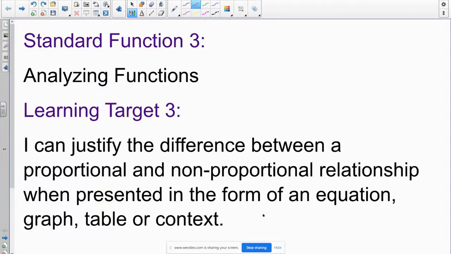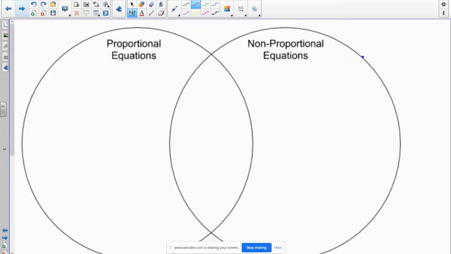In portion 3, we're still looking at analyzing functions, but in this learning target, we're going to justify the difference between a proportional and a non-proportional relationship. We're going to look at when they're presented as an equation or a graph or a table. So our first one is proportional equations.